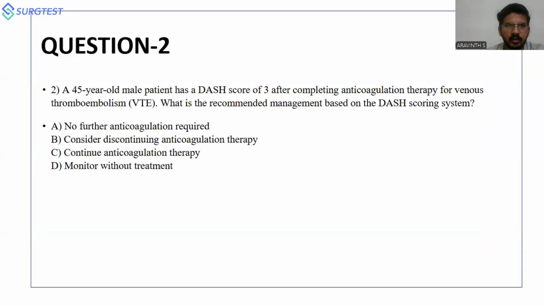Now moving forward, a 45-year-old male patient has a DASH score of 3 after completing anticoagulation therapy for venous thromboembolism. What is the recommended management based on the DASH scoring system? No further anticoagulation required. Consider discontinuing anticoagulation therapy. Continue anticoagulation therapy and monitor without treatment.